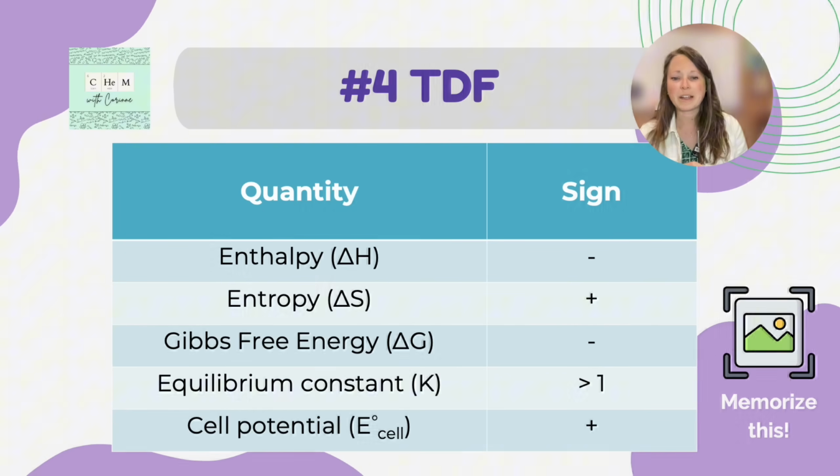With enthalpy, right, we are looking at the difference between the energy of those reactants and products. If the products are at lower energy, then we have a negative enthalpy. That's an exothermic reaction. That's what the universe favors.